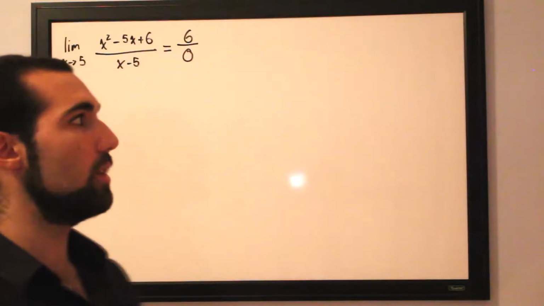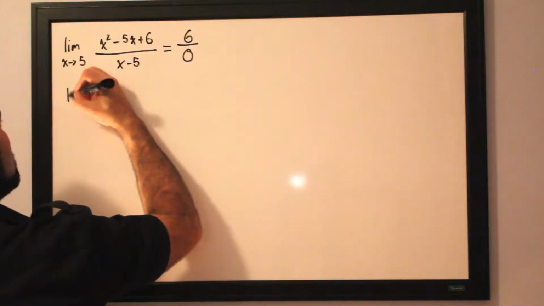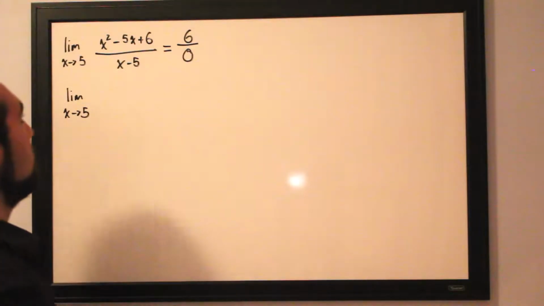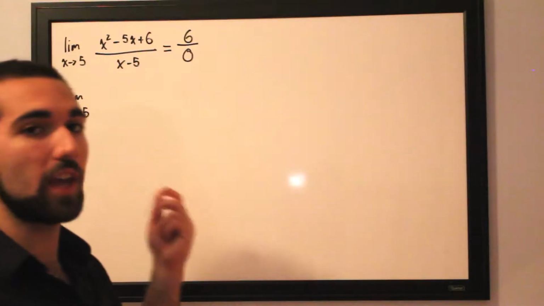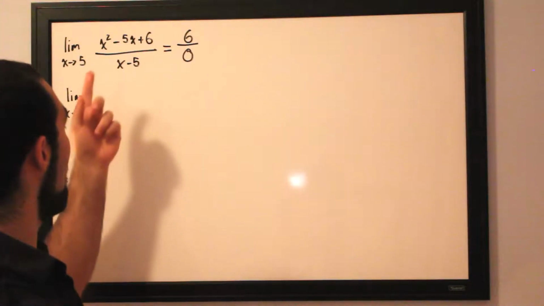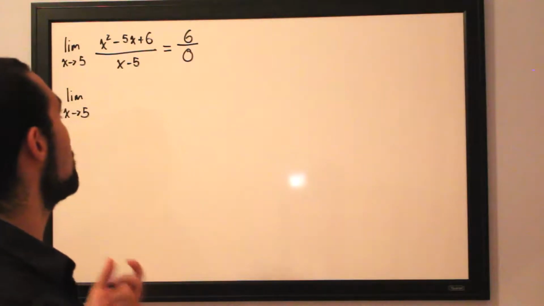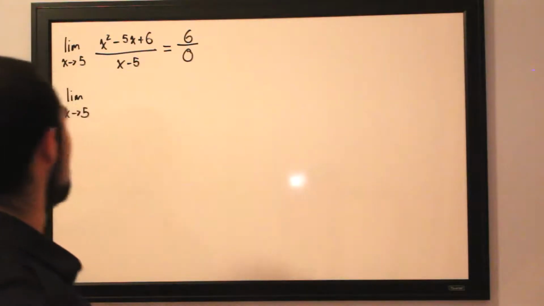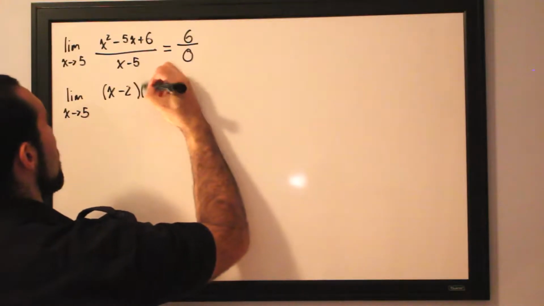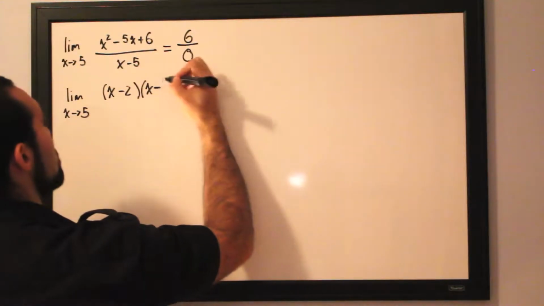So we want to take the limit as x approaches 5 for, and this function looks like it can be factored. So what we're going to do is look for two numbers that add up to a sum of negative 5 and give us a product of positive 6. So we can split this top function up into x minus 2 and x plus 3. No, wait, x minus 3.